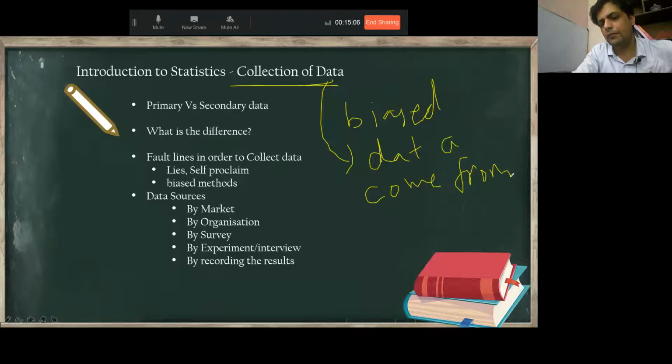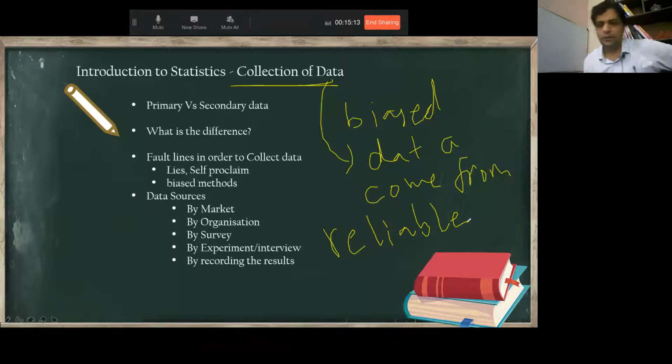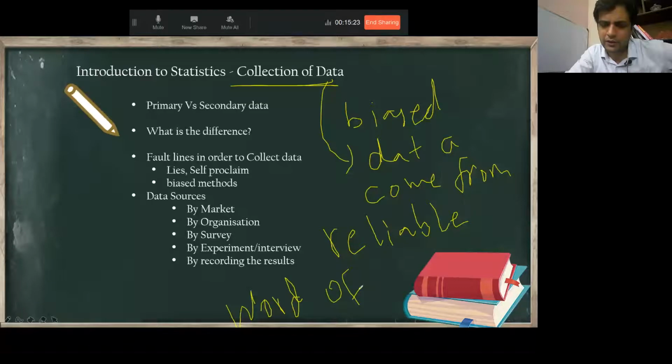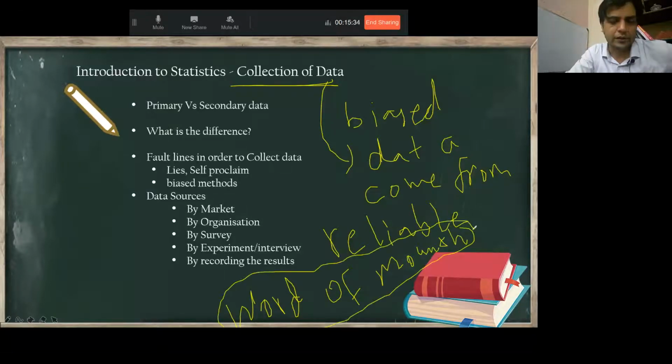Is it coming from a reliable resource, or is it just like word of mouth? Word of mouth means somebody told me some information, and I don't know if it's true or not, just someone was telling me because he or she heard or learned from others, and they also don't know. So that's word of mouth, like gossiping.